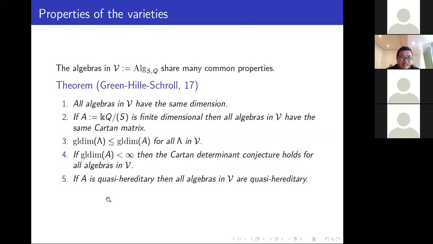And the last, there is also a result about the quasi-hereditary property. So if the monomial algebra is quasi-hereditary, then all algebras in the variety are quasi-hereditary. Okay. So actually, there are more common properties in this paper, but I just list these 5.